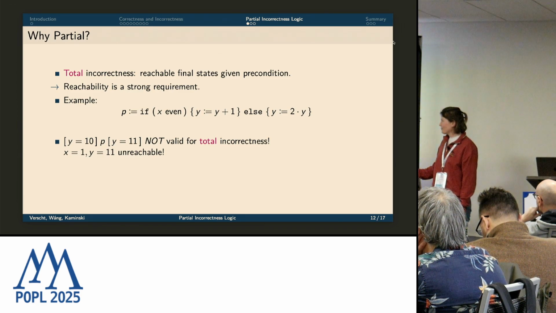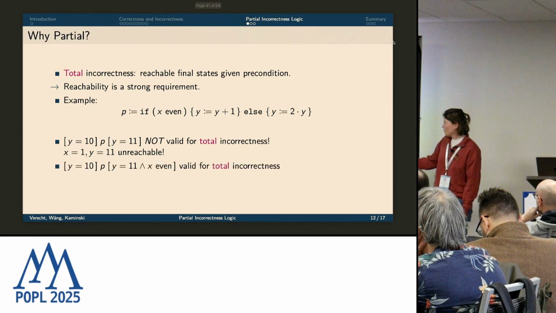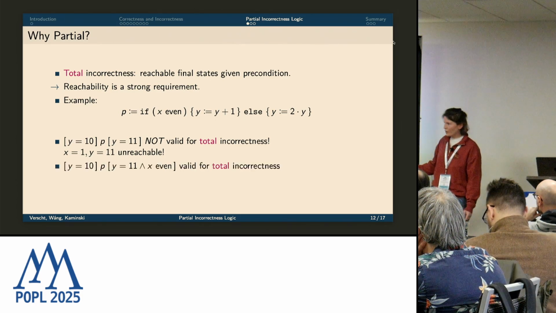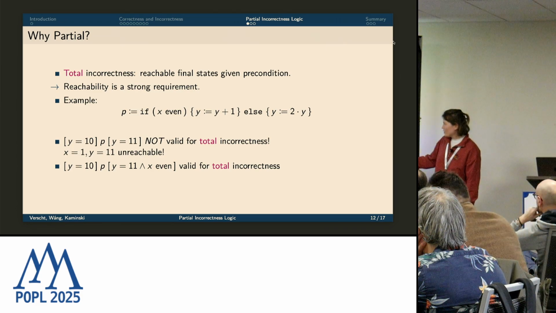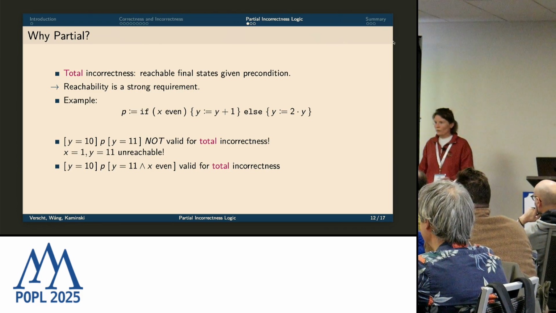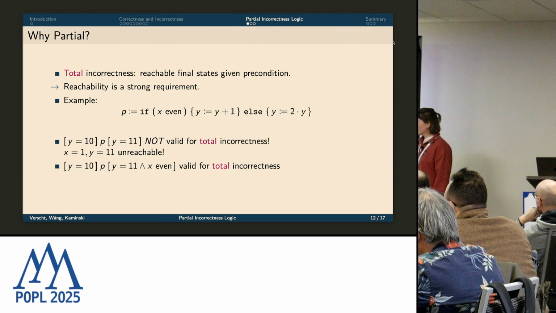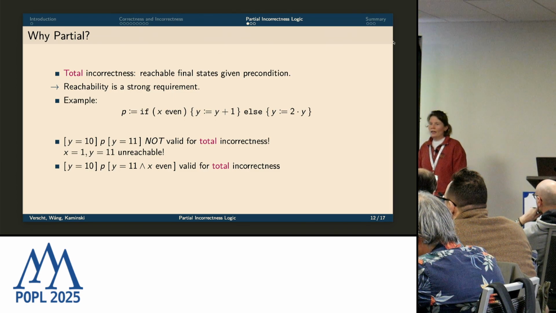So what we could do to fix this is we could make the postcondition more precise. So we could say, okay, this is not valid for total incorrectness, but this here is, if we specify the postcondition as y equals 11 and x is even, then we guarantee that this first branch was taken. So this would be valid for total incorrectness, but in some cases, it just might be hard to specify it like this concretely, right?